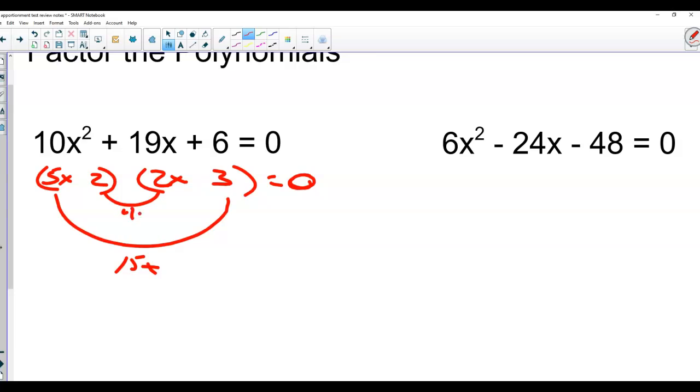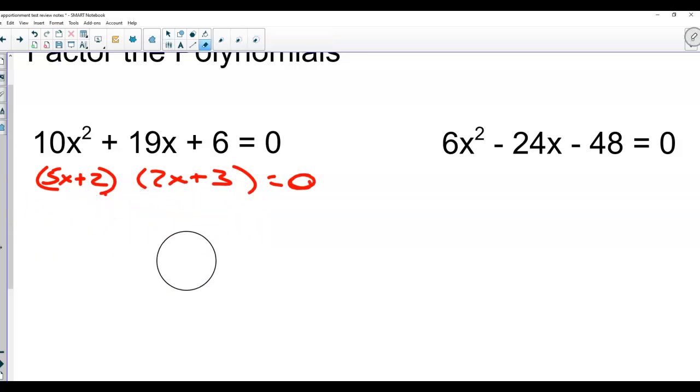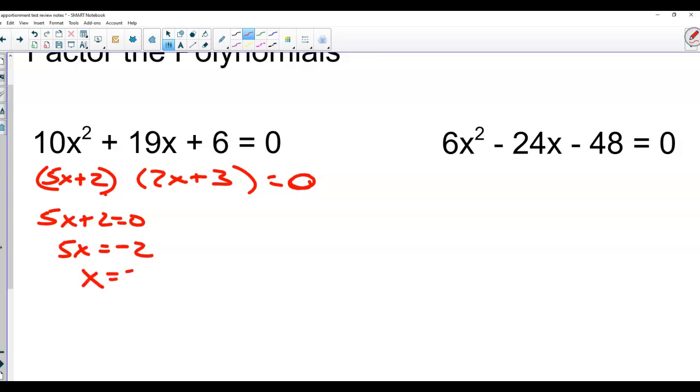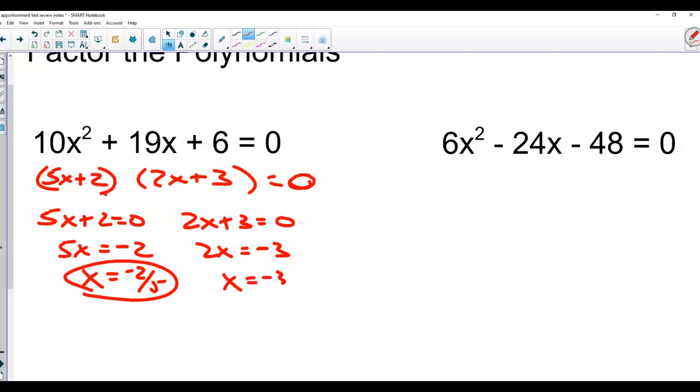15x and 4x can combine to be a 19x, so they're both plus signs. That's how I get my 19x. And once I'm there, 5x equals a negative 2, x equals negative 2/5. 2x plus 3 equals 0. 2x equals a negative 3, x equals negative 3/2.